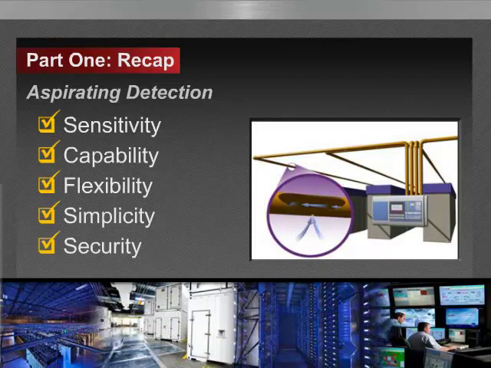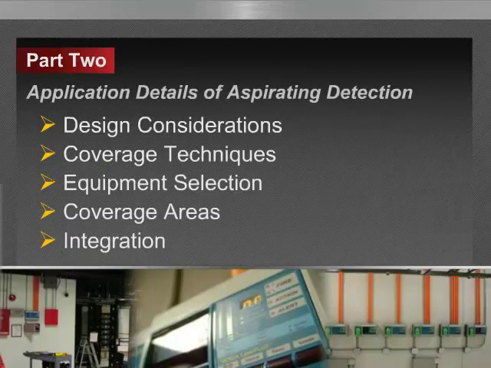So in part two, while in part one we covered the what and why, in part two we're going to cover very specifically the how. So with so much at stake, aspirating smoke detection systems must be effectively applied, regardless of how superior or fit for purpose a detection technology may be. If not applied appropriately, or for that matter applied at all where warranted, fire safety objectives may be compromised.